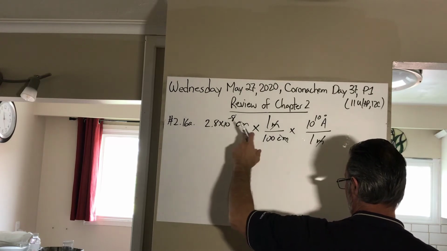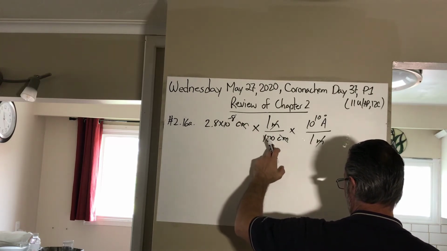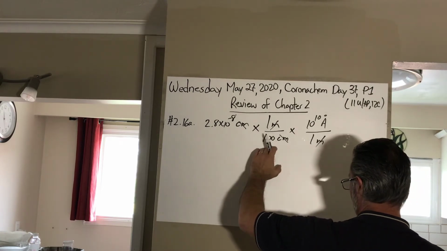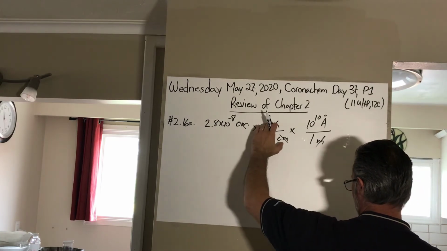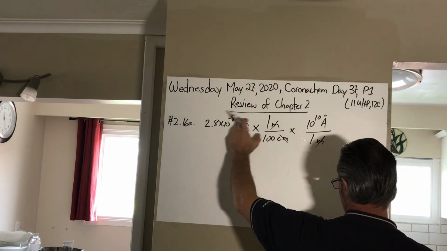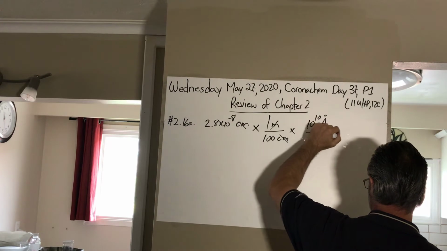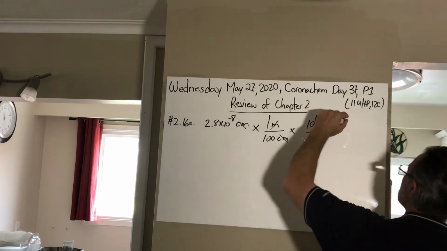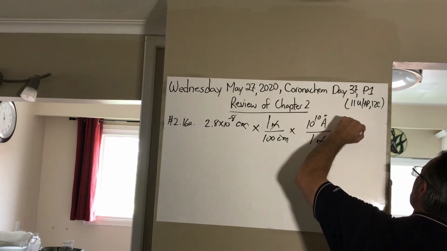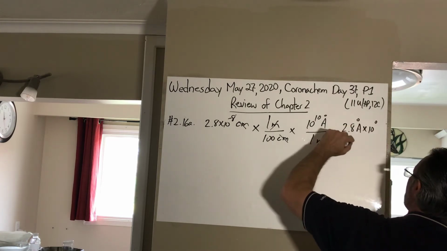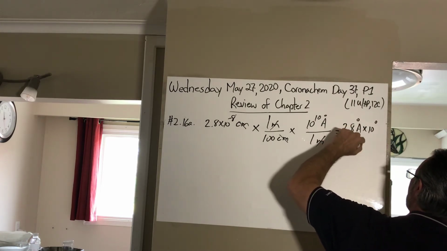So you have 10 to the negative 8, 10 to the 2, and 10 to the 10. If you bring the 10 to the 2 upstairs, it becomes 10 to the negative 2. So you have negative 8, negative 2, which adds up to negative 10, negative 10, positive 10. That's going to give you 10 to the 0. So what you have is 2.8 angstroms times 10 to the 0, which is 1. So you still get 2.8 angstroms.